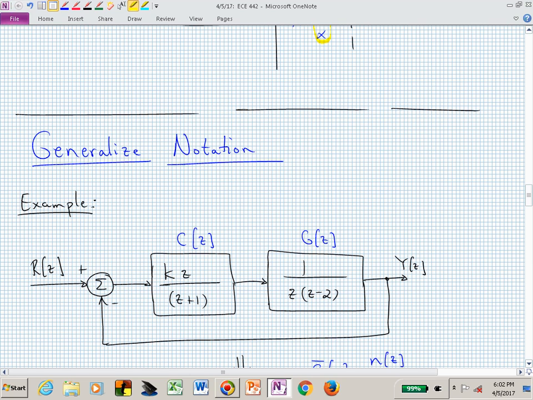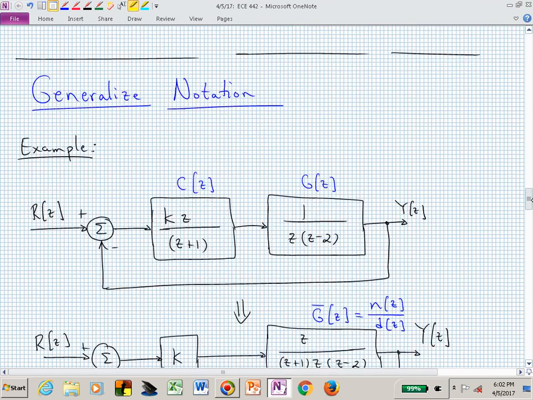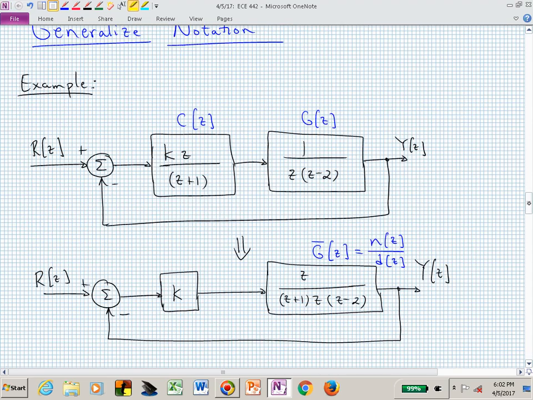And now we want to know, how do we set this up so that we could sketch a root locus diagram that would tell us where our closed loop poles are as I adjust the gain K from 0 to infinity? What we are going to do is push all of our poles and zeros into one block we will call G bar, which will now have our numerator N and our denominator D.